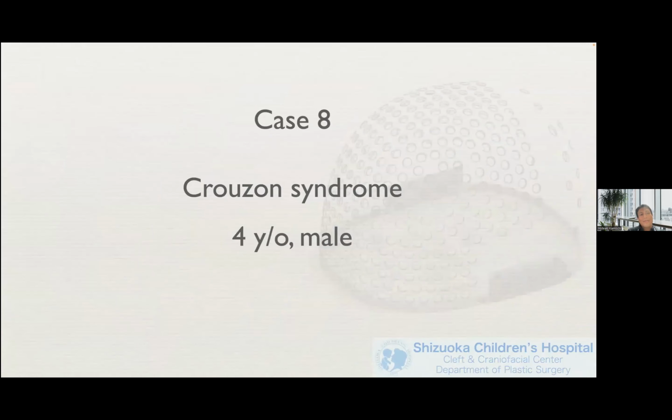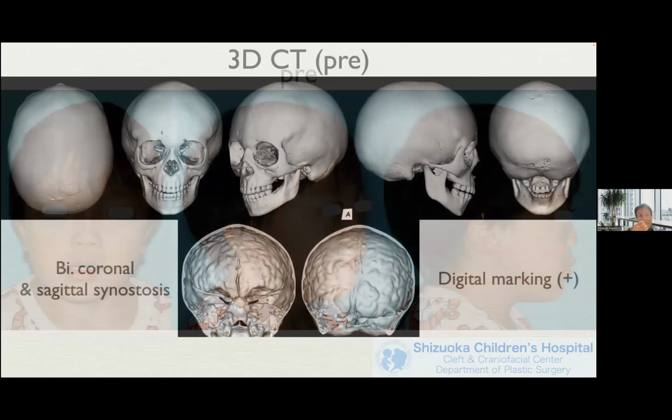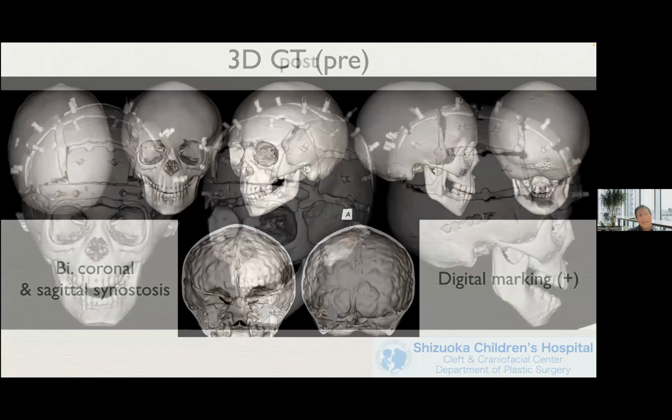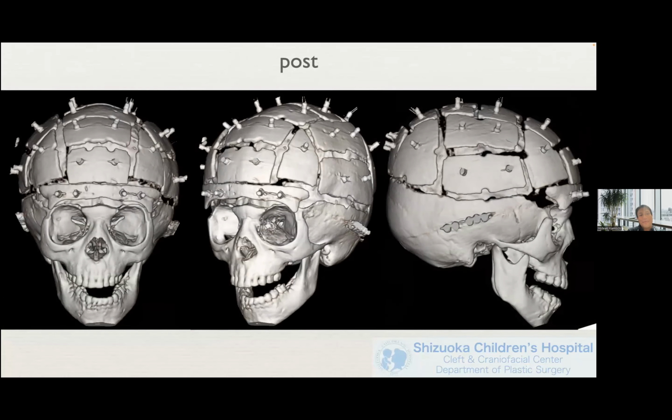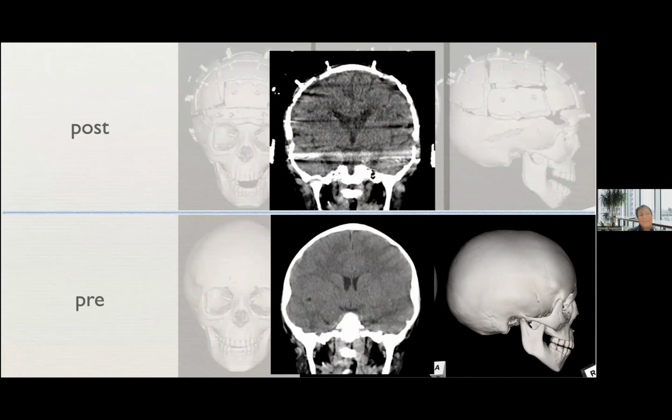Case 8, Crouzon syndrome, 4-year-old male. Pre-operative photos and pre-operative 3D CT. We can see bicoronal and sagittal synostosis and the distraction marking. Post-operative photo and 3D CT. The cranial morphology has improved. Post and pre, it is possible to confirm the subarachnoid space in the CT image taken after the distraction.